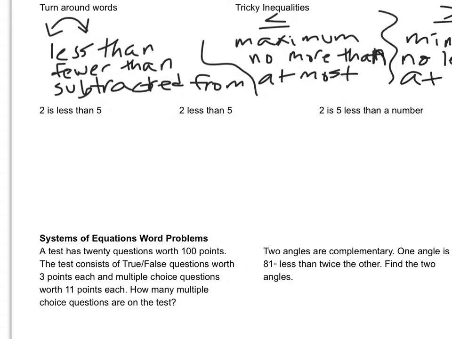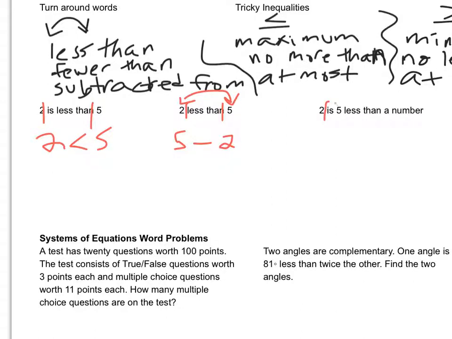So 2 is less than 5. That is telling me an inequality symbol when I have is attached to something like less than or more than. The next one says 2 less than 5. So in this situation, less than means minus because I don't have the is separating it. And now we're going to switch: 5 minus 2.